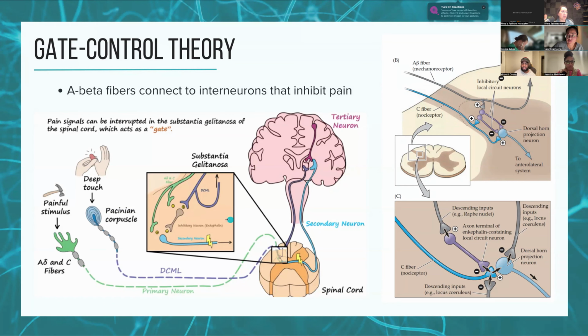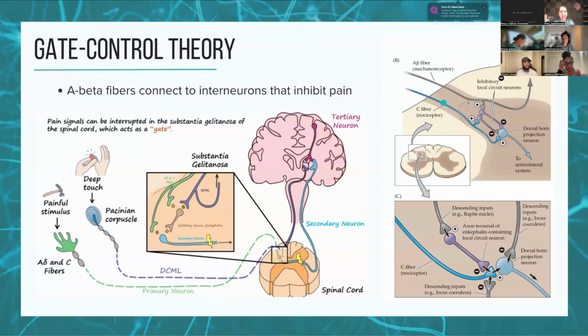Now, remember I said that if you hurt yourself, you automatically want to rub that area or rub the skin in order to decrease the pain. And there's an actual mechanism behind this. That's because your deep touch receptors or deep touch neurons, remember I told you the ones that were kind of encapsulated that looked like this, those are your A beta fibers. And A beta fibers are myelinated as well and a little bit larger than A delta neurons. And because they're larger, they're faster.